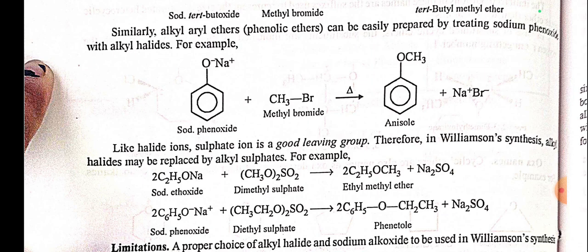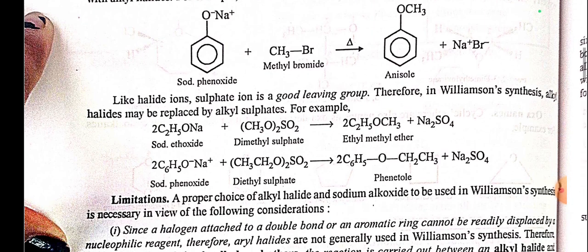Therefore, in Williamson synthesis, alkyl halides may be replaced by alkyl sulfates. Sodium methoxide plus dimethyl sulfate gives dimethyl ether. Sodium phenoxide plus diethyl sulfate gives phenetole.